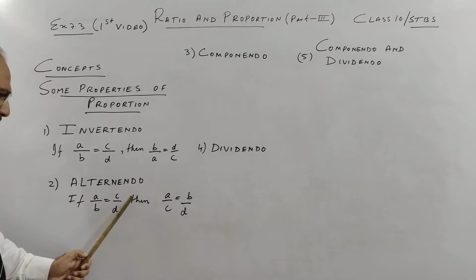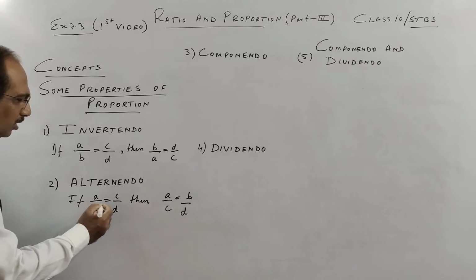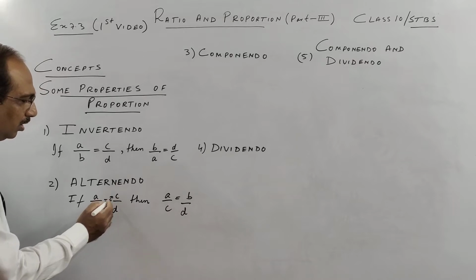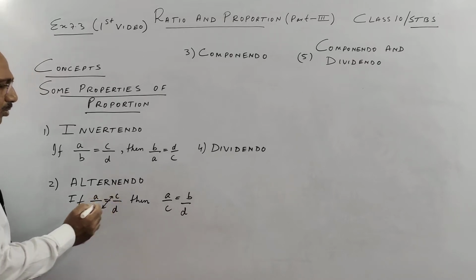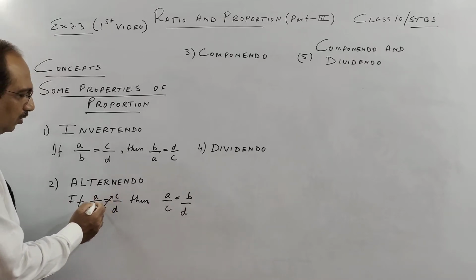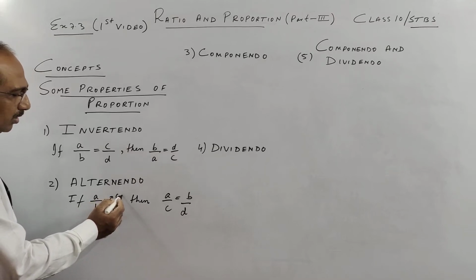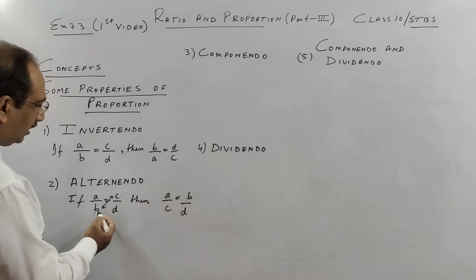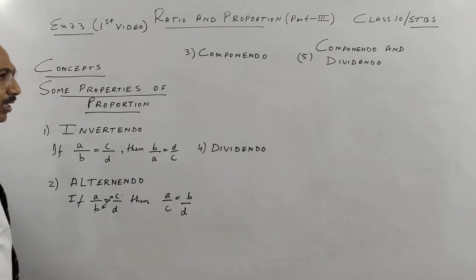Next, alternando. In alternando, children, we interchange: C comes here and B goes there. This is called alternando. We swap the numerator with the denominator, and the denominator goes up. So A by C is equal to B by D.